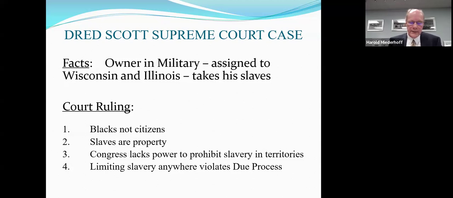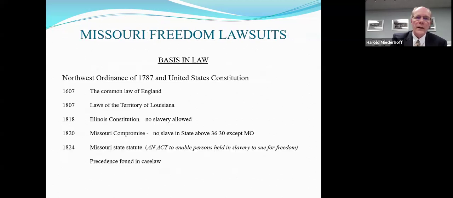So with the Dred Scott case basically ending the idea of having freedom lawsuits for slaves, let's look at Missouri. Now, the basis in law for Missouri, of course, included the Northwest Ordinance of 1787, as well as the United States Constitution. So any lawsuit in Missouri would have to look at those two bodies of law.